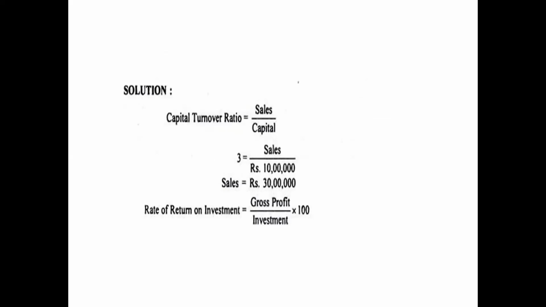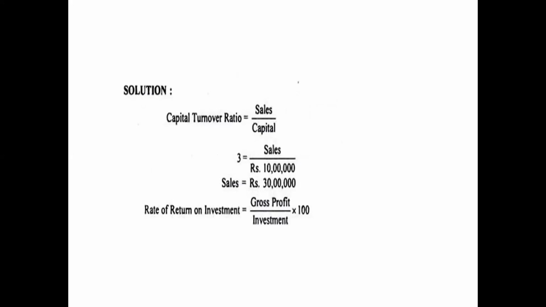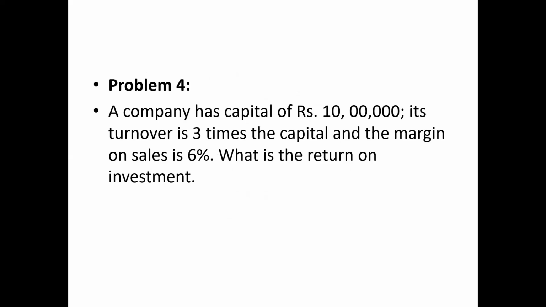We know capital turnover ratio 3 is equal to sales divided by capital. We know capital, 10 lakhs, is given, and turnover ratio 3 is given, so we can calculate sales. Sales comes out to be 30 lakhs. Now we can put this in the formula, because we know that the margin on sales is 6%.